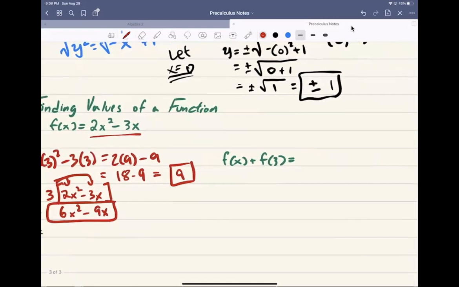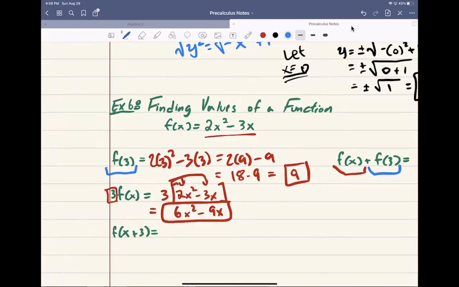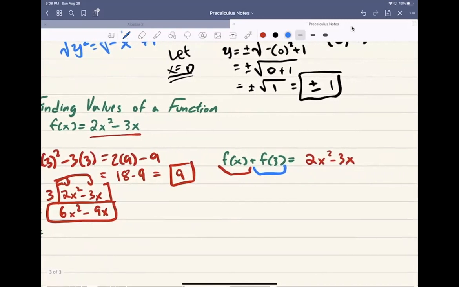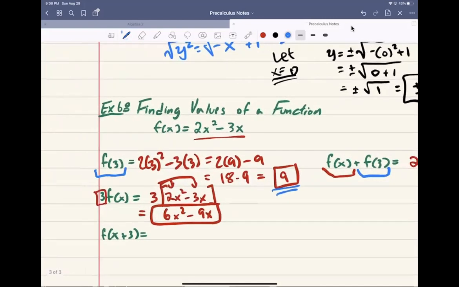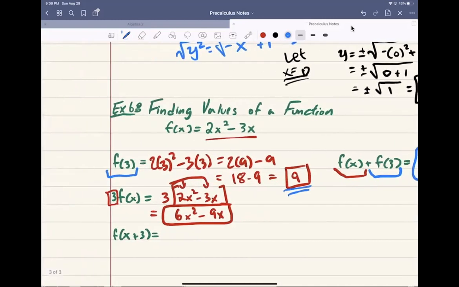Next one up is a nearly easier one. This is saying f of x plus f of 3. So what's f of x? f of x is 2x squared minus 3x, plus f of 3. We already know what f of 3 is, so we don't have to reevaluate, but if there's a number we don't know, we have to plug in. We know that's 9, so we're going to do plus 9, because that's what f of 3 is. And that's our answer.